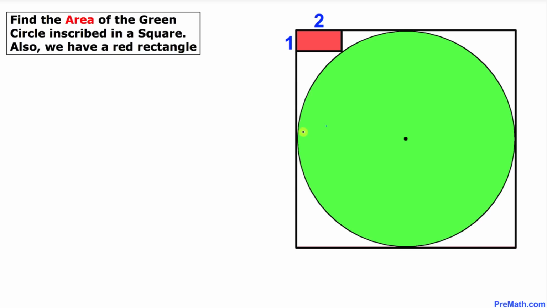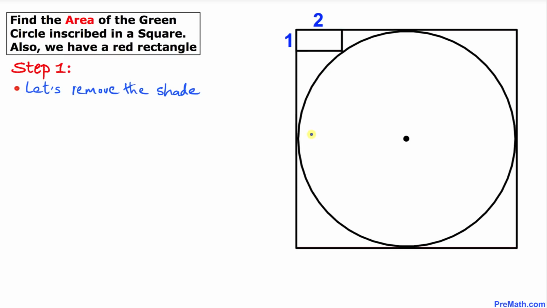So in order to calculate the area, we need to find the radius of this circle first. So let's go ahead and get started with our solution. And here's the very first step. Let's remove the shade from this figure. And here's our figure without shade.